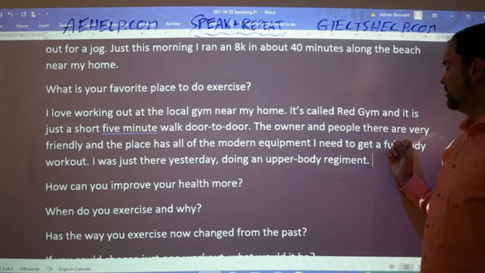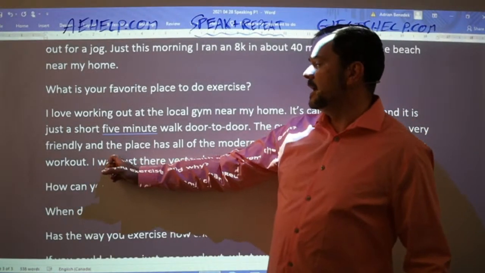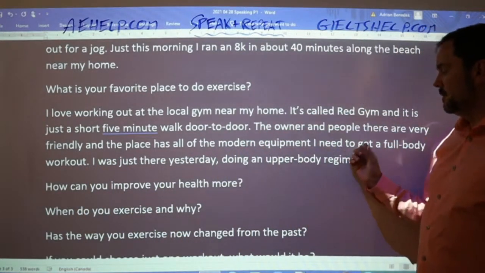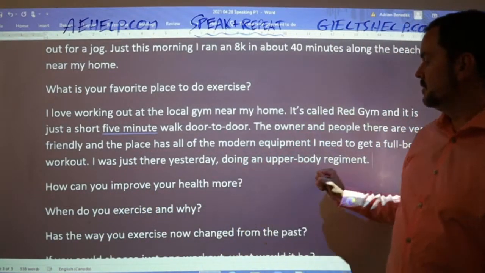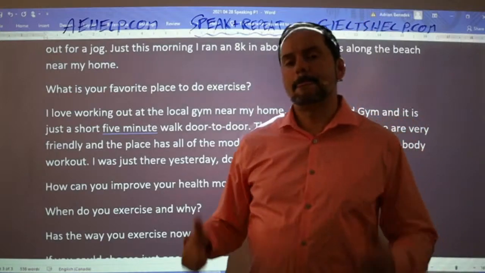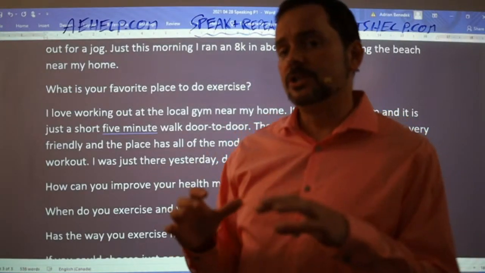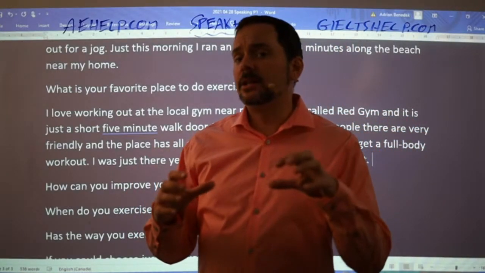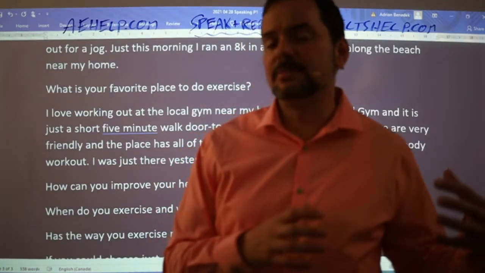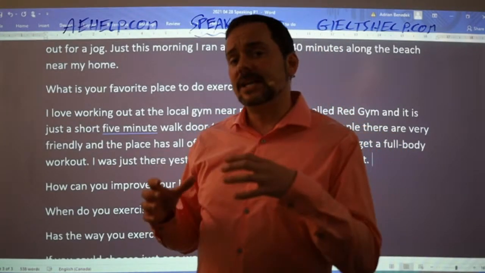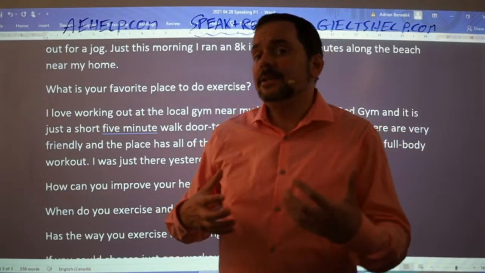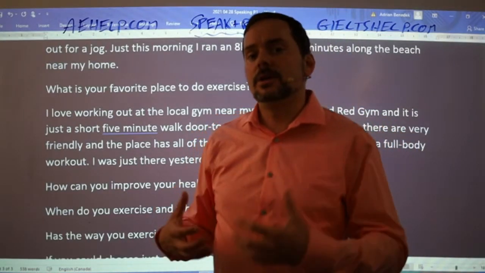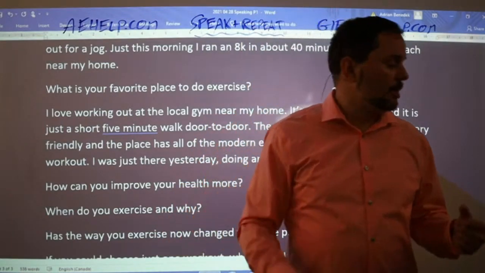The owner and people there are really very friendly, and the place has all of the modern equipment I need to get a full body workout. I was just there yesterday doing an upper body regimen. Fantastic. Lots of original words, lots of detail, an explanation of why it's my favorite place, quantitative language of how close it is to my home, lots of detail, and an example. I was just there yesterday doing an upper body regimen or an upper body workout.